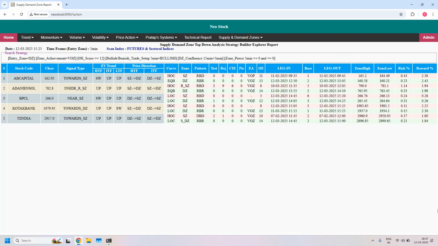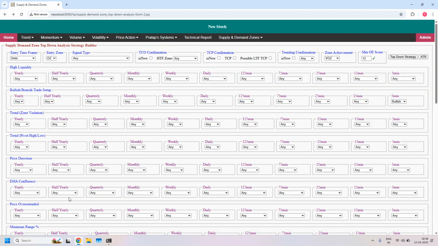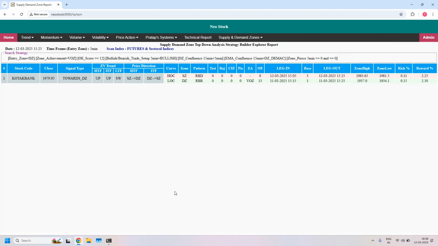In all these 5 stocks, these 5 minutes demand zones are overlapped with 15 minutes demand zone. And 15 minutes trend is up in all these stocks. If any of the 15 minutes demand zone having daily EMA, probably that stock could be having more high probability to get success. Let's verify whether we can find any stocks. At 15 minutes time frame, I am selecting 15 minutes demand zone having daily EMA confluence. So one stock is filtered. So this demand zone might be having more high probability compared to the other stocks.